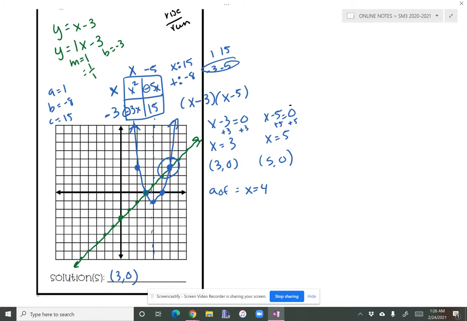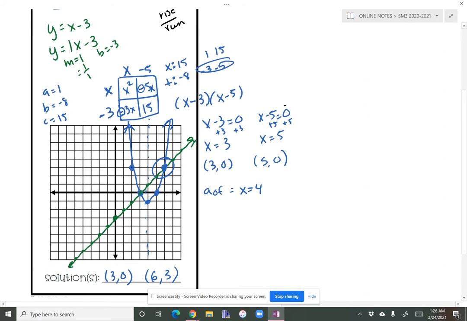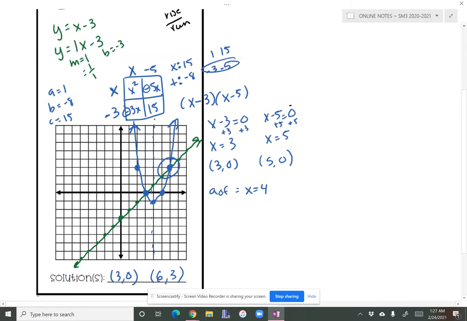Okay, and I know that in the video for 3.6, it showed how to do that. So I'm not going to spend time showing you how to do that. If you have questions, feel free. But what happens is that point actually ends up being (6, 3). Okay, so those are the points you get by graphing. So that's the first part. You graph it and it shows that they have 2 answers. It crosses twice.